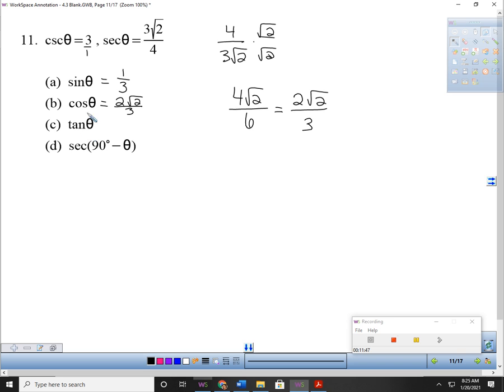All right? I know that tangent is sine over cosine, so I know sine and I know cosine, so I can take the 1/3 and divide that by 2 square roots of 2 over 3. I'll have to flip that, so it would be 3 over 2 square roots of 2. The 3's cancel, and then I'm going to have to get rid of that square root of 2, right?